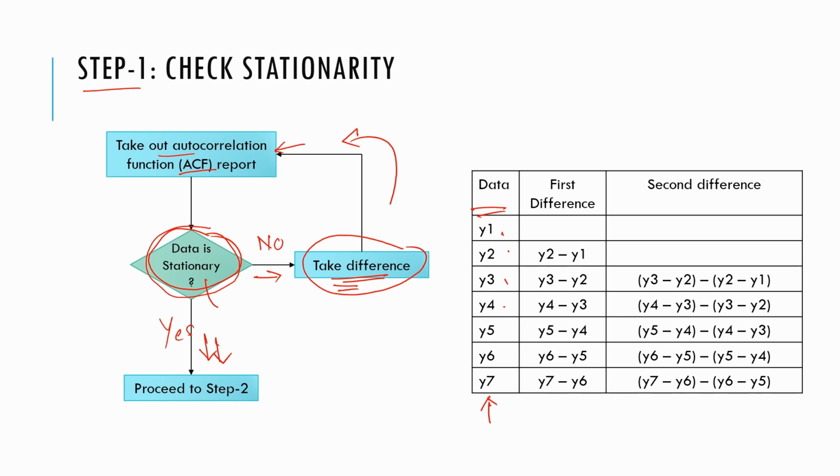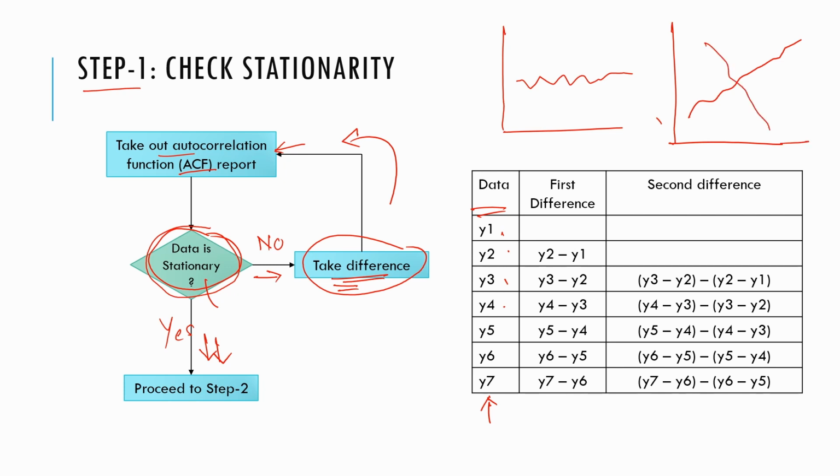But suppose you find that the data is non-stationary, that means trending data. By the way, I should mention again that stationary means the data has no trend, and non-stationary means the data is trending like this or like this. So if it is non-stationary, that means trending data, then you take the first difference.